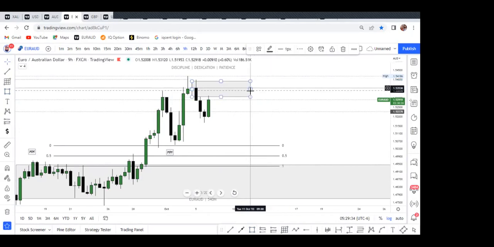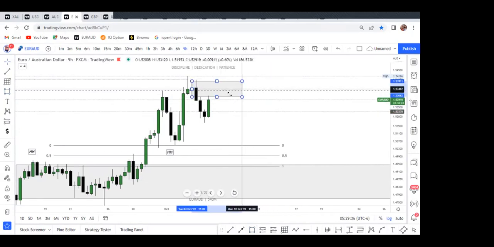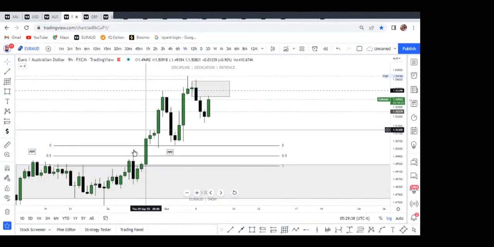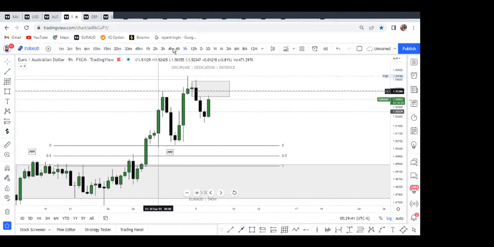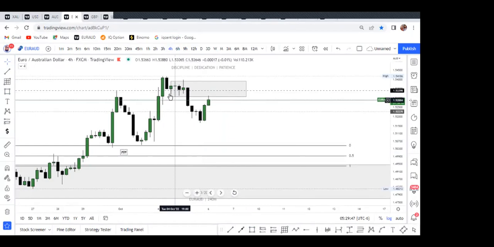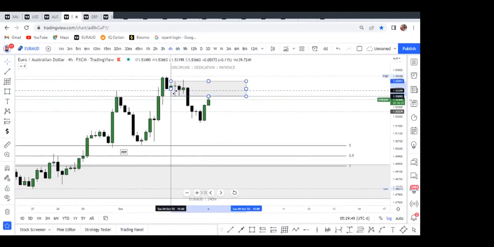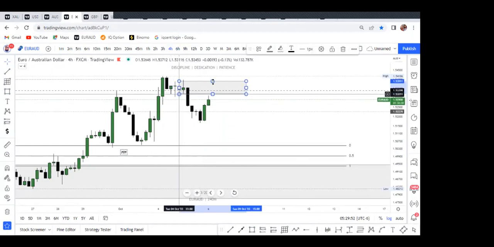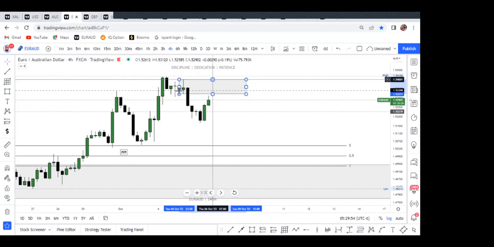On the 9 hour, where will I be looking to take this sell side liquidity? Now look at the 6 hour. Look at the 4 hour. The 9 hour already gave a reaction.